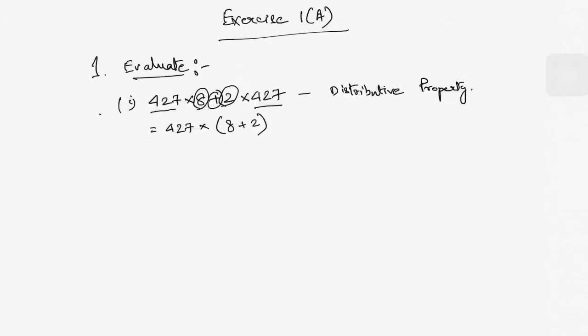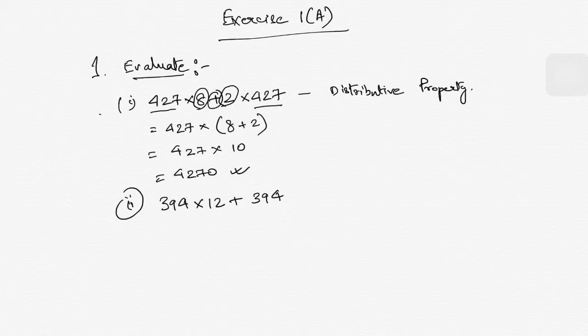So the answer is 427 into 8 plus 2, which is 10, so it is 4270. Now the second problem we are going to see is 394 into 12 plus 394 into minus 2. Now this is also the distributive property. Here also we need to see which is common. It is 394.